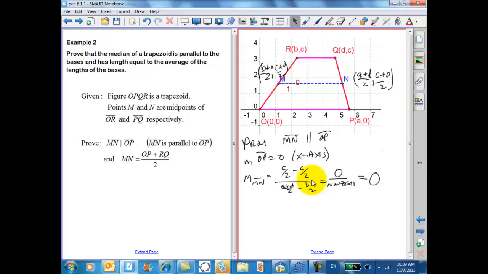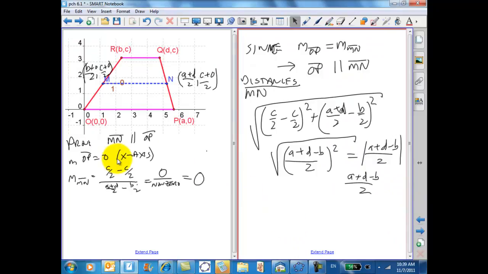How do I know that this is not equal to 0 on the bottom? Because A plus D over 2 is the X coordinate of this midpoint, right? And B over 2 is the X coordinate of this one. Not the same X. So if their difference was 0, they would be the same thing. And you really wouldn't have a trapezoid anymore. Okay.